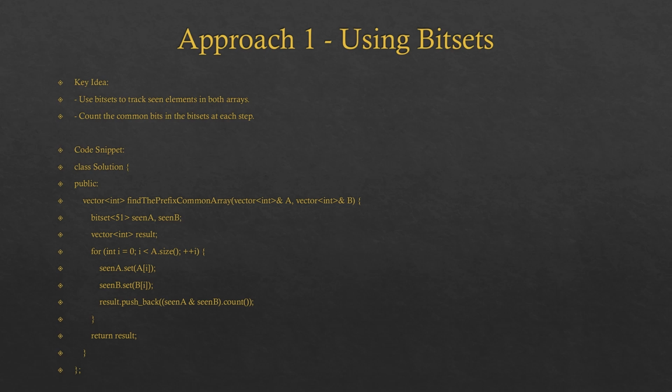Our first approach leverages bit sets to track seen elements in both arrays. At every step, the number of common elements is calculated by taking the AND of the bit sets and counting the set bits. This approach is efficient with a time complexity of O(n) and space complexity for the bit sets. The code snippet for this solution is shown here.